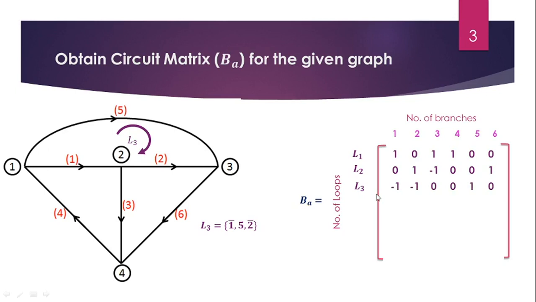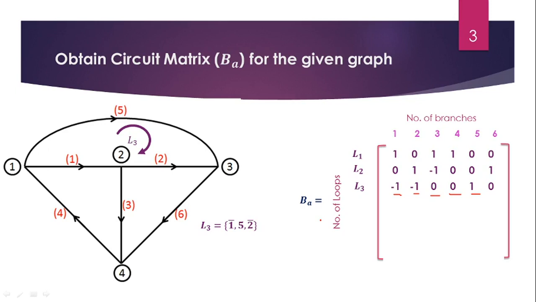So L3, branch 1: is branch 1 part of loop 3? Yes, and it is in opposite direction, so that's why it is -1. Branch 2 is also part of loop 3 and it is in opposite direction, so we write -1. Branch 3 is not part of loop 3, so 0. Branch 4 again 0. Branch 5 has the same direction and is part of the loop, so it's 1. And branch 6 is not part of loop 3, so we take it 0.